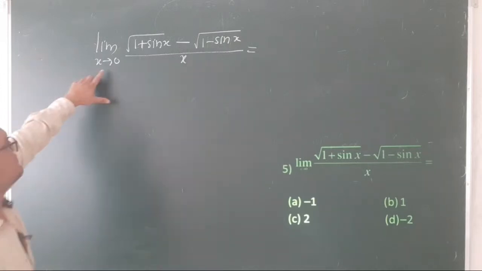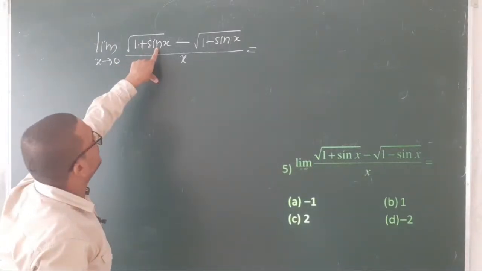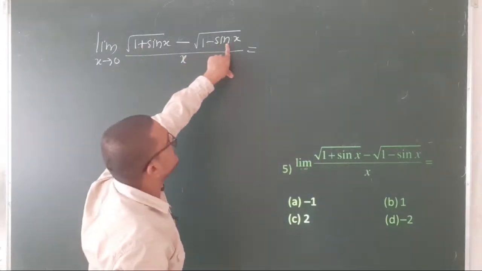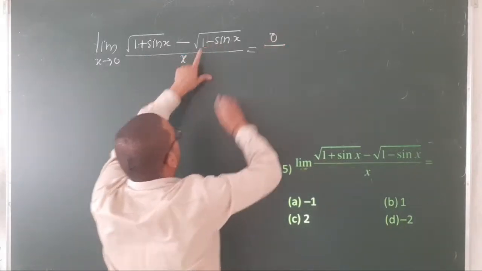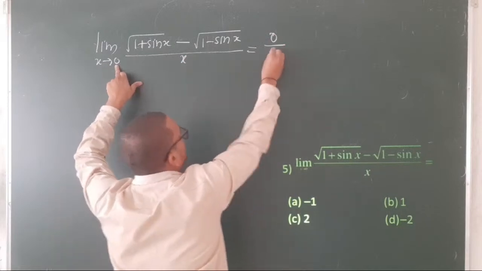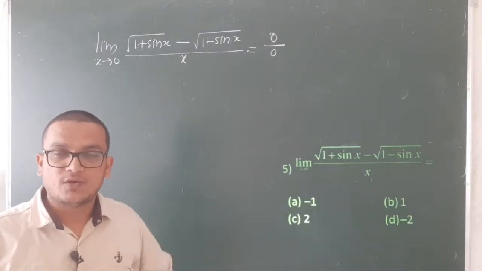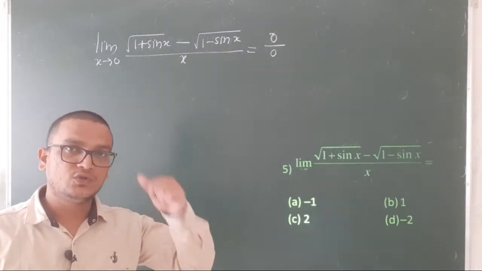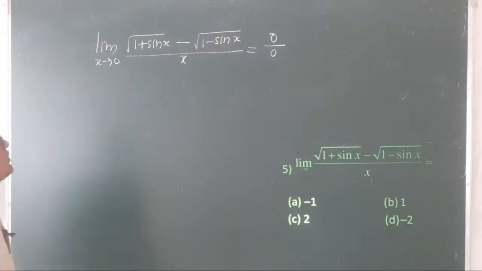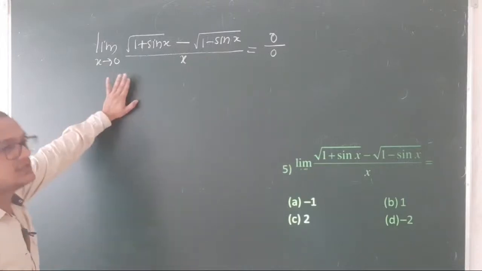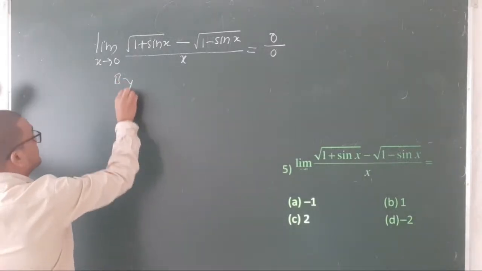Now at present, if I put the limit x tends to 0, what will happen? Here sin 0 is 0, so you are left with 1. Here also sin 0 is 0, left with 1. 1 minus 1 you will get 0, divided by x, which is again 0, so you will get indeterminate form. Whenever you get indeterminate form, you can use the methods or L'Hospital rule. I think here it's not possible to apply the methods, so I may apply the L'Hospital rule.